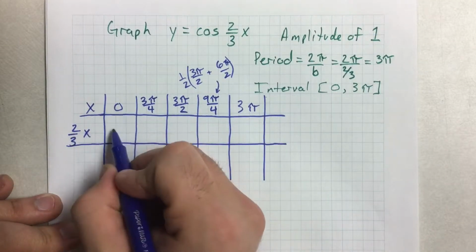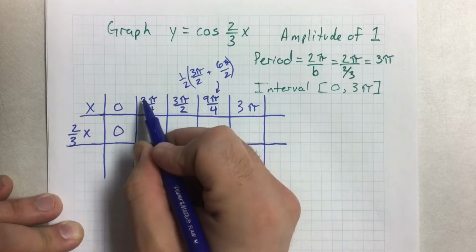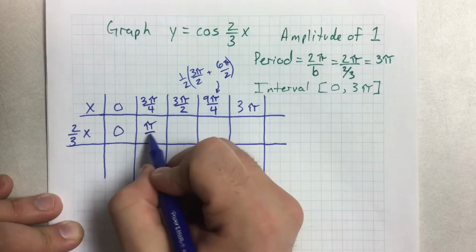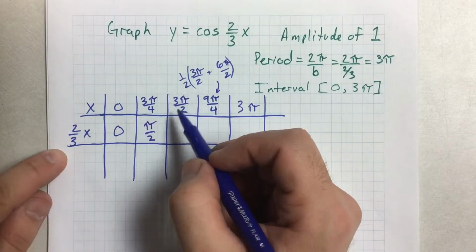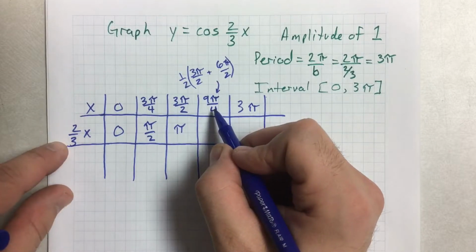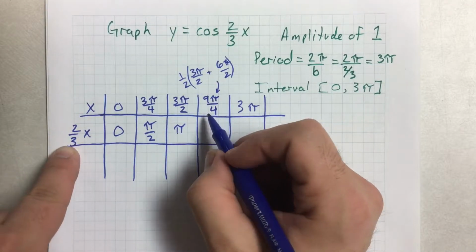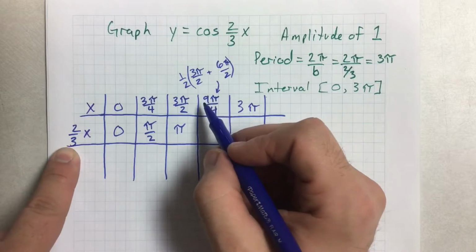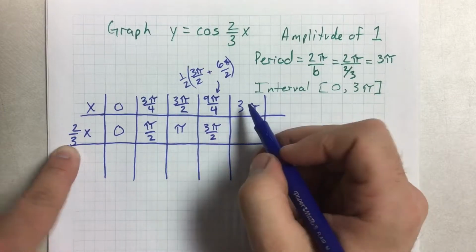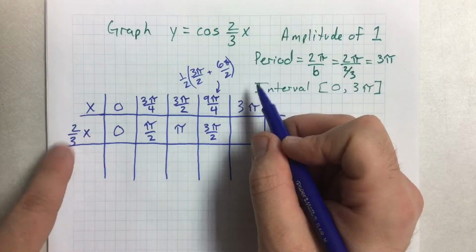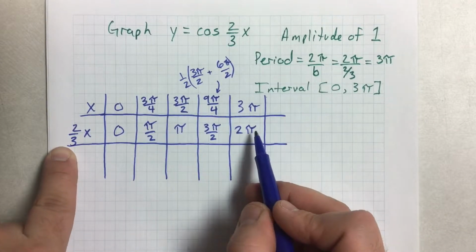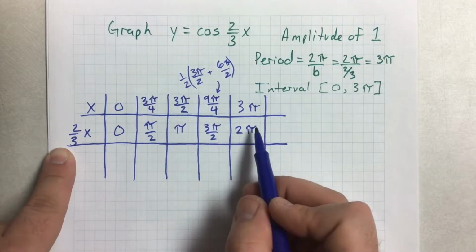So 2/3 times 0 is 0. 2/3 times 3 pi over 4, the 3's cancel, we get 2 pi over 4, which is just pi over 2. 3 pi over 2 times 2/3 is 1, so just pi. 9 pi over 4 times 2/3, that's 18 pi over 12, which simplifies to 9 pi over 6, which simplifies to 3 pi over 2. And then 2/3 of 3 pi, the 3's cancel, giving us just 2 pi. Again, the same as the first example. It's a common thing, okay?